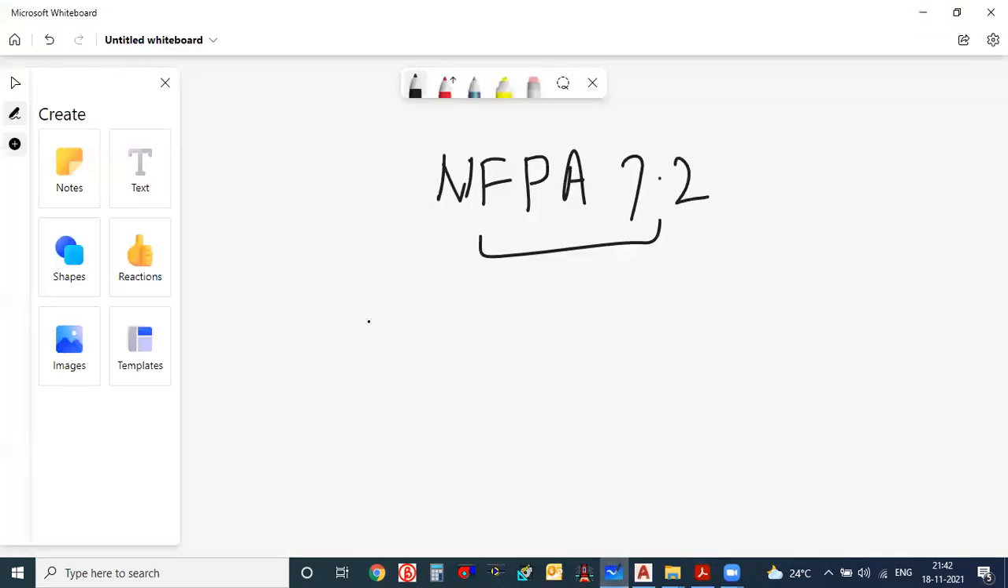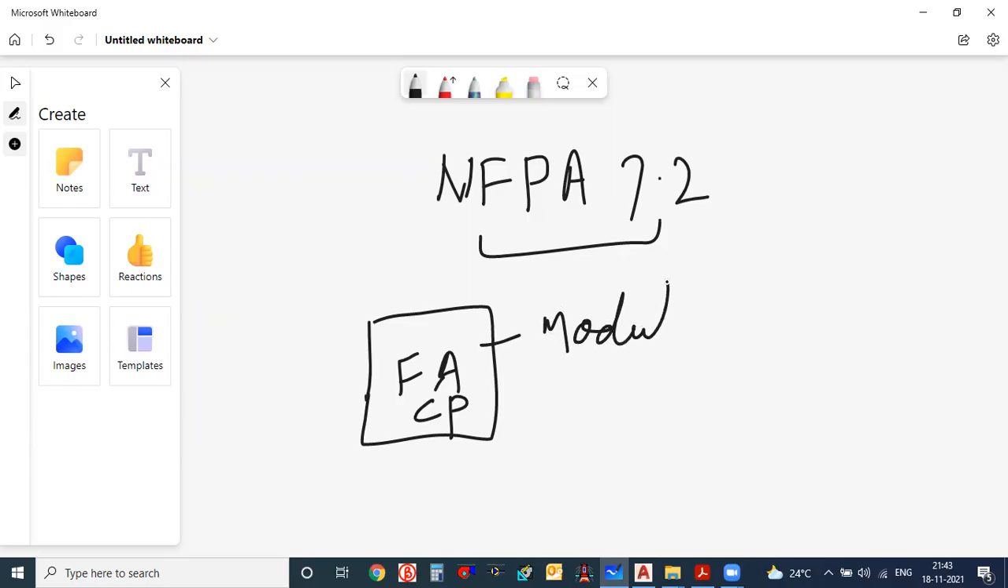So basically, what happens in the fire alarm system? There will be one control panel. We usually call it the fire alarm control panel. In this fire alarm control panel, there are so many modules connected. Each and every module is addressing any one device. For example, there are names like M1, M2, M25. I'm just giving one name of the module.